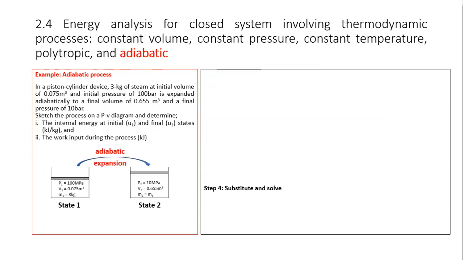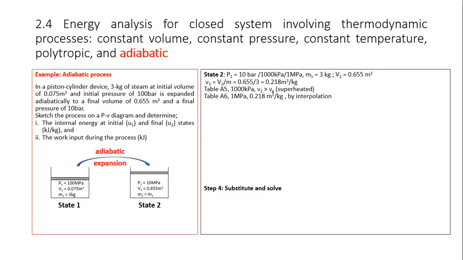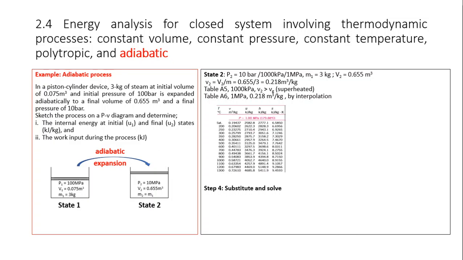We continue with state 2. For state 2, similar to state 1, we have to calculate the specific volume first in order for us to check on the phase. So using table A5 at 1000 kilopascal now, compare the value for specific volume to Vg, which we see here is still greater, therefore the phase is still in the superheated region. And using table A6 at 1 megapascal, locate where the value for specific volume is inside the 1 megapascal table, and we see that the value is between these two range of numbers.